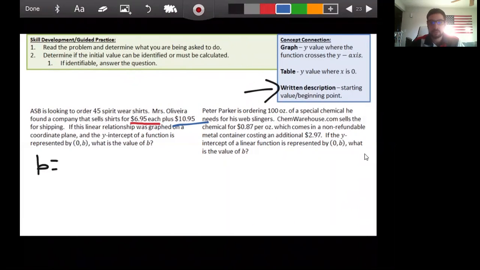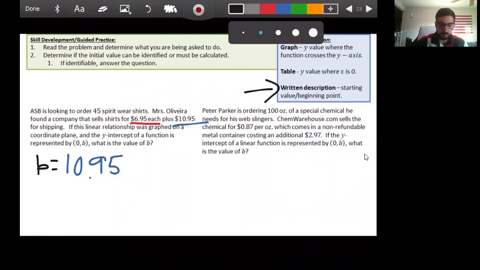Everything else from my price will go up from there, because that's where I have to start. I'm starting at least at that $10.95. $10.95 is my B value here, because we're starting out at that price, and then the shirt cost will go up from that. If I buy one shirt, I still have to pay that $10.95 plus $6.95. If I have two, it just goes up and up and up, but we started at that $10.95 shipping. So go ahead and pause your video, work on the one on the right.